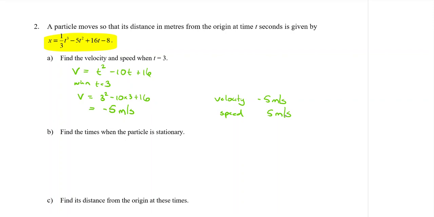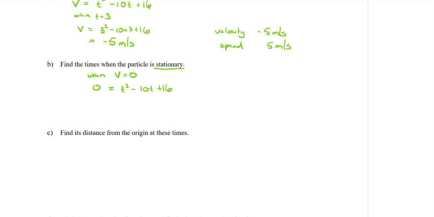Part B, find the times when the particle is stationary. We've read this plenty of times. It is stationary when the velocity is 0. Velocity is not moving. So when v equals 0, my equation was t squared minus 10t plus 16. That was my velocity equation. Now solve it to find the time. Came straight from here. Velocity 0. -8 and -2, yes.